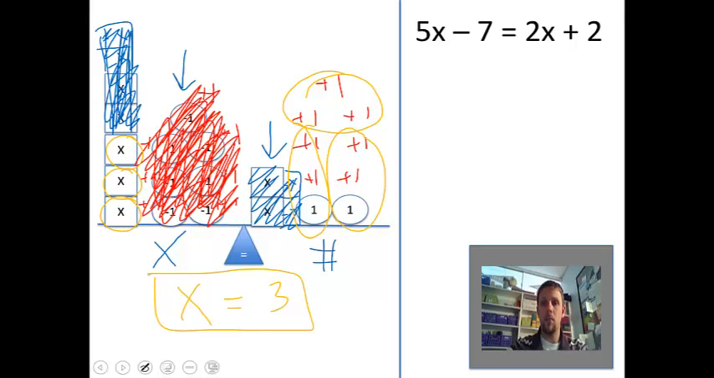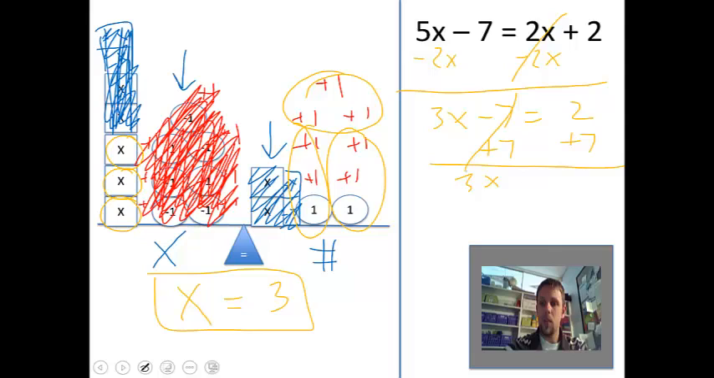Alright, so now I'm going to do the algebra way. Subtract 2x from both sides, which gives 3x minus 7 is equal to 2. I'm going to add 7 to this side and add 7 to this side, so that's 3x is equal to 9. Divide it into 3 groups, divide it into 3 groups, and so x is now equal to positive 3. Alright, so there's 2 methods of solving this.